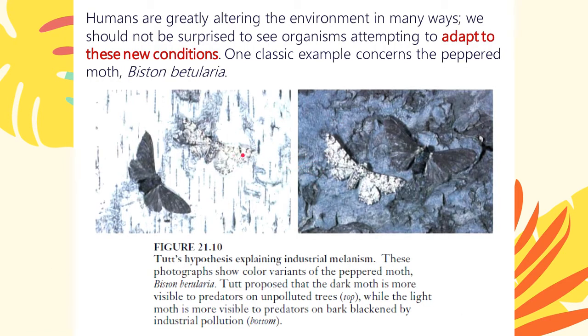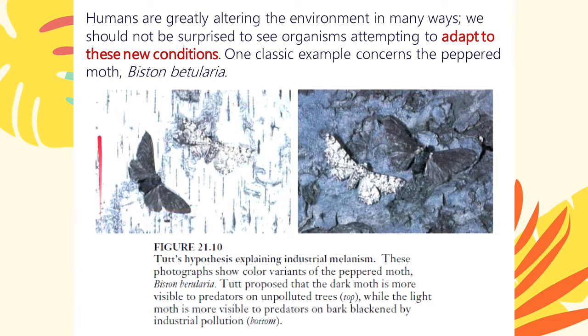Here is a classic example of how organisms try to adapt to their changing environment, but this time as a result of human activities. Humans can greatly alter the environment. For example, here we have the peppered moth, Biston betularia. Within this species, we have two variations: light-colored moths and dark-colored moths.